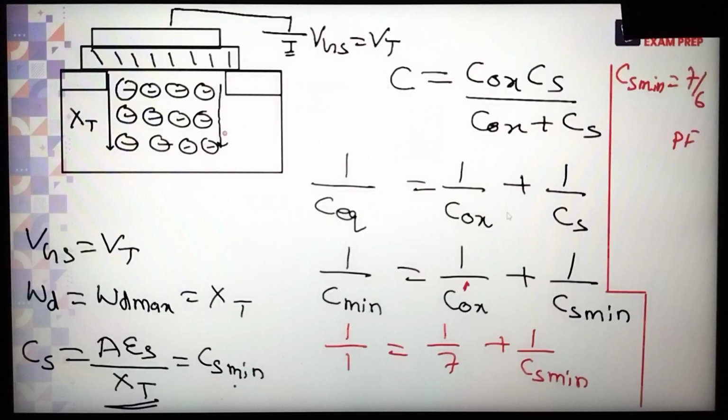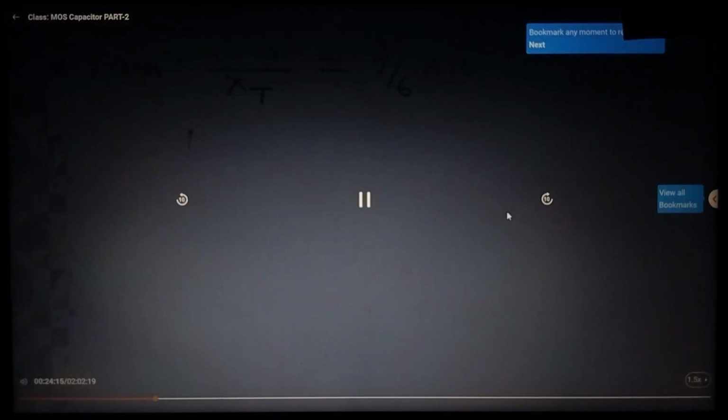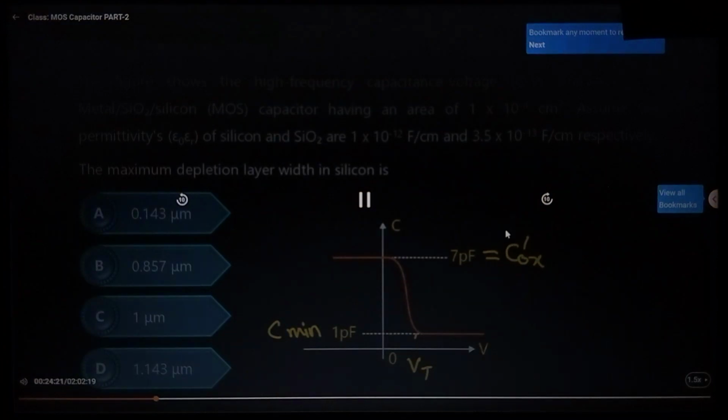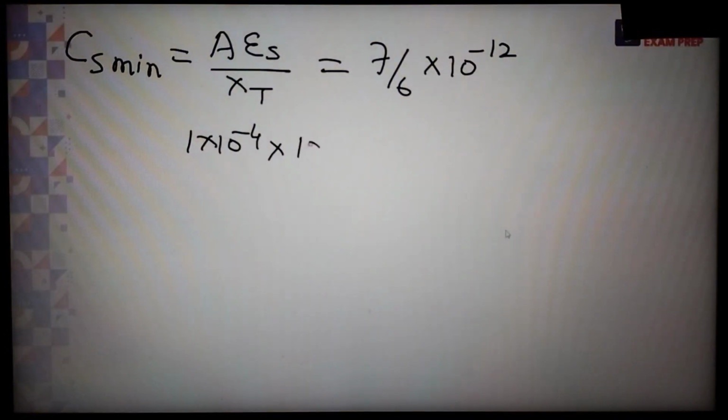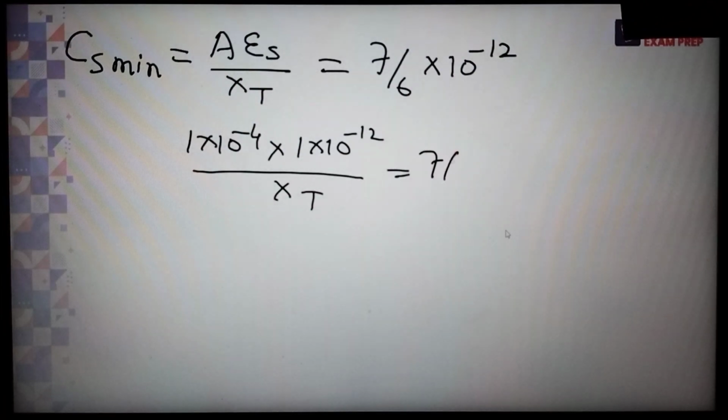What is the area here? Area is given 1 into 10 to the power minus 4. Area will remain same. Epsilon S, semiconductor. What is the semiconductor epsilon S? Silicon. 1 into 10 to the power minus 12 upon HT is equal to 7 by 6 into 10 to the power minus 12.